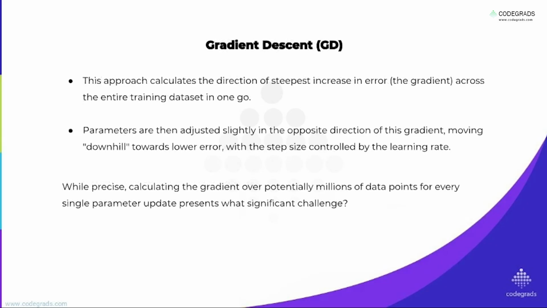Gradient descent, GD, the foundational optimization algorithm, calculates the error gradient across the entire training dataset in one pass. Model parameters are then adjusted opposite to this gradient, moving downhill towards lower error, with the step size controlled by the learning rate. While GD provides a precise gradient, calculating it over millions of data points for each update is computationally expensive and memory-intensive, making it impractical for large datasets in modern machine learning.